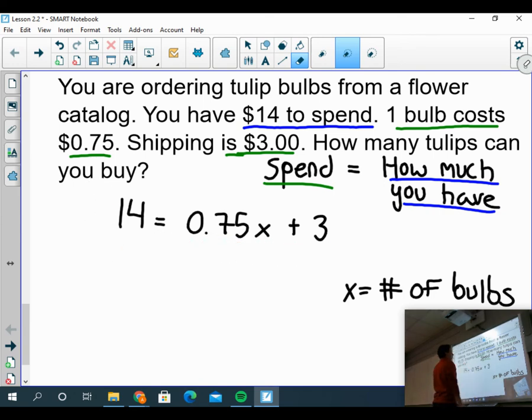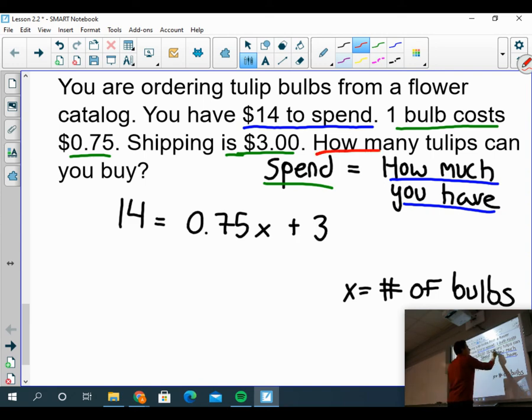Because we still need to answer our question, how many tulips can we buy? We know this equation will represent it. I can't go over 14 bucks. 75 cents a tulip bulb, $3 for shipping. Well, if we want to find how many tulips we can buy, and that's what X represents, we need to get X by itself.